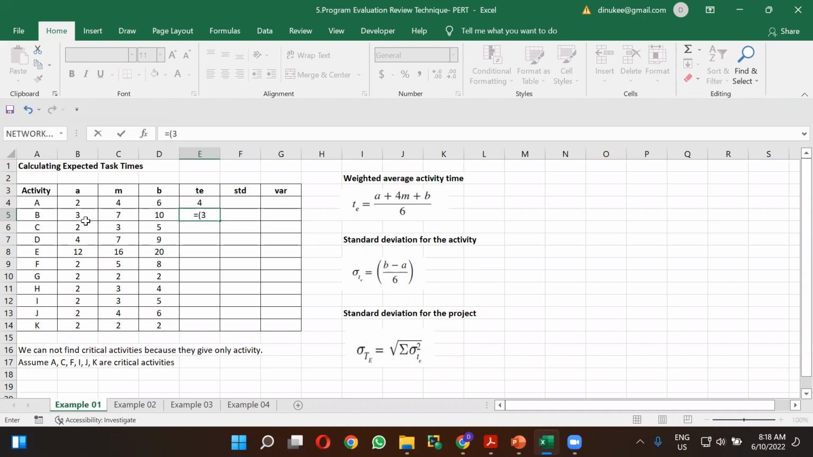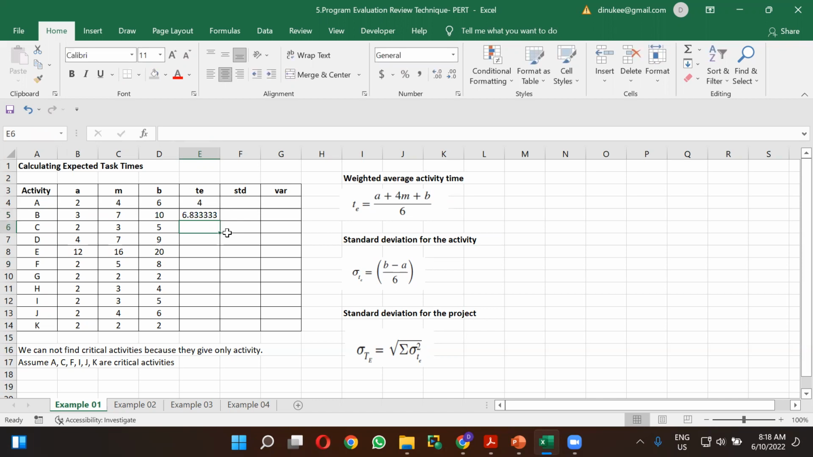First, you have to get the optimistic time for the B activity. It is 3, and you have to add that and multiply 4 by the most likely time. It is 7. So multiply it by 7, and again you have to add the pessimistic time for the B activity. It is 10, and as we are getting a weighted average activity time, you have to divide the whole thing by 6. So for the activity B, you get the amount as 6.83.